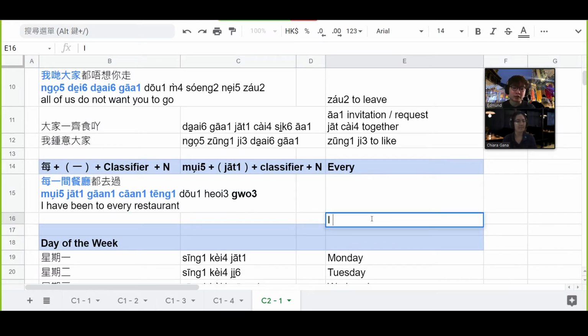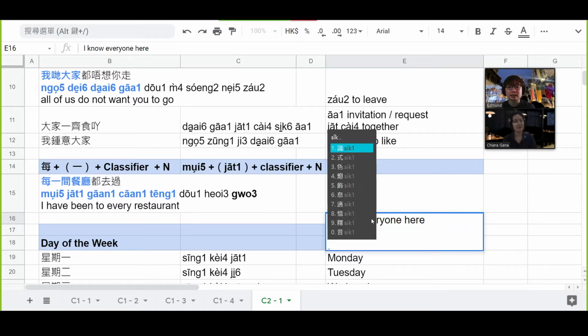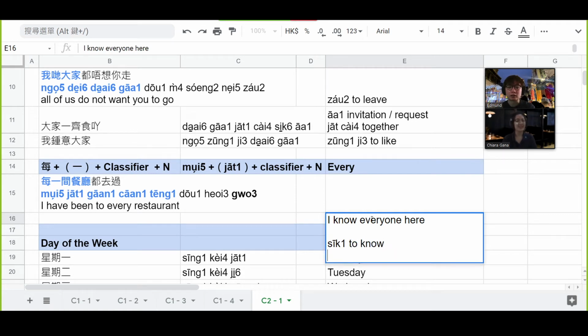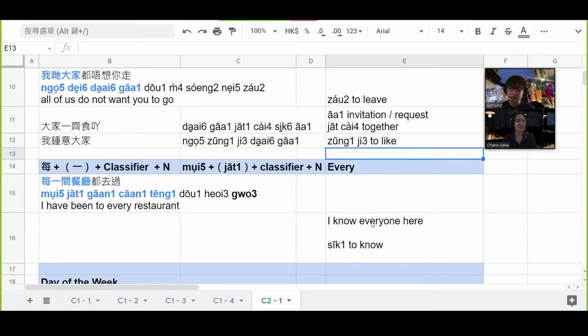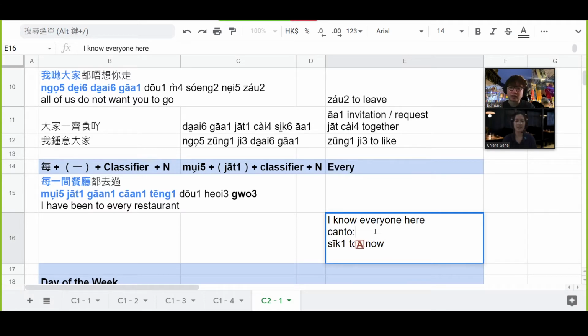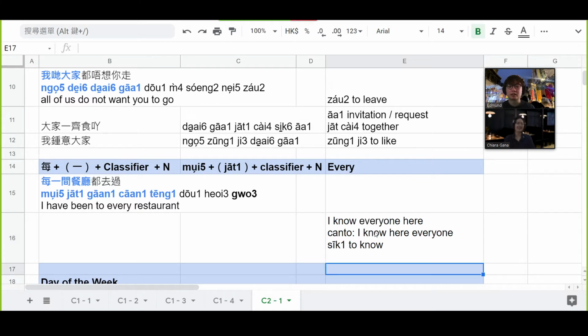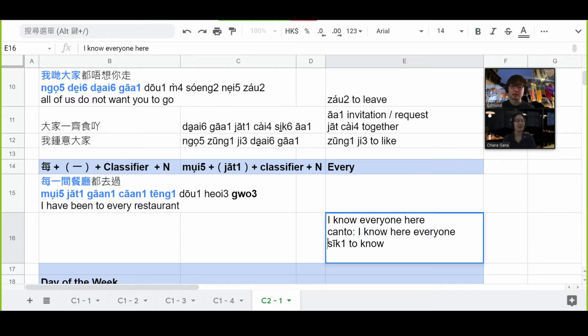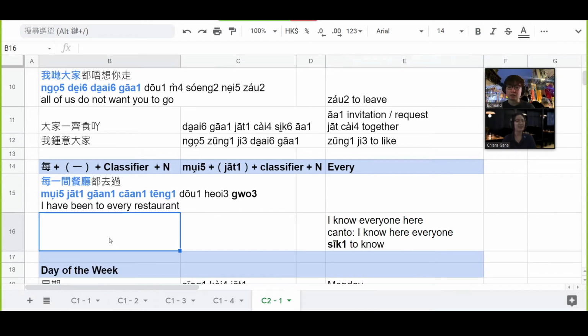Okay, so how do you say I know everyone here? To know is 識. And the Cantonese order will be something like this. You say I first: I everyone know. 我識 呢度. 呢度 is correct, here.